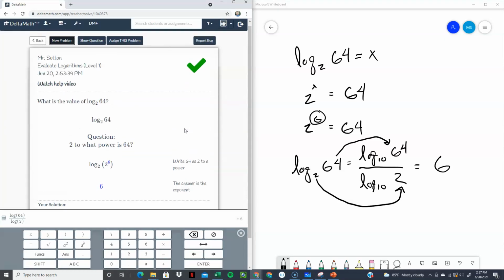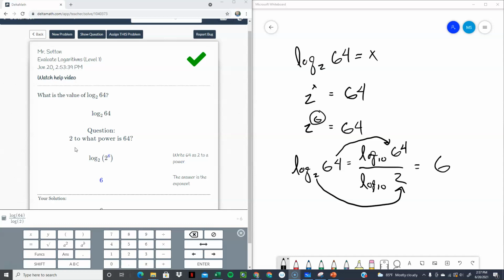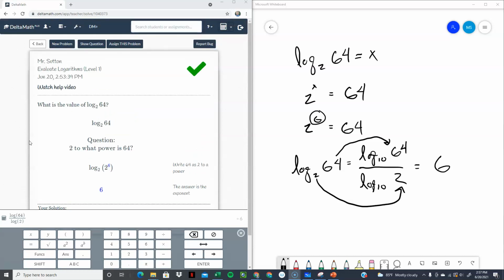And I got the answer that way. Okay. And for this one, the way they give you feedback on Delta Math is they just explain the guess and check. So 2 to what power is 64, and that would be 2 to the 6th power.